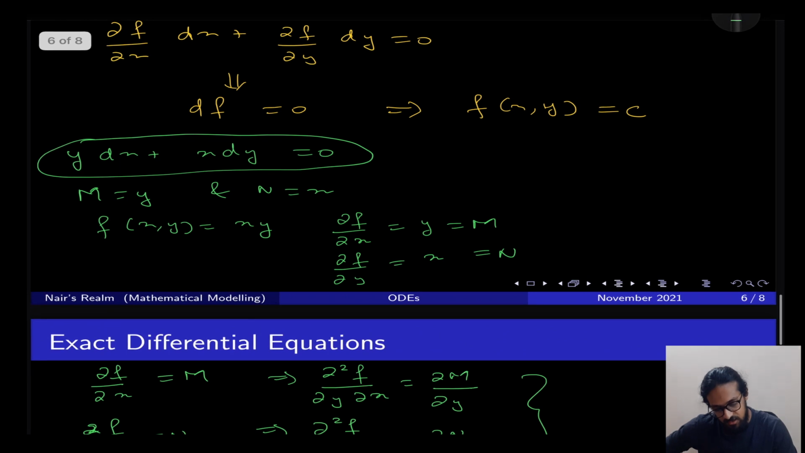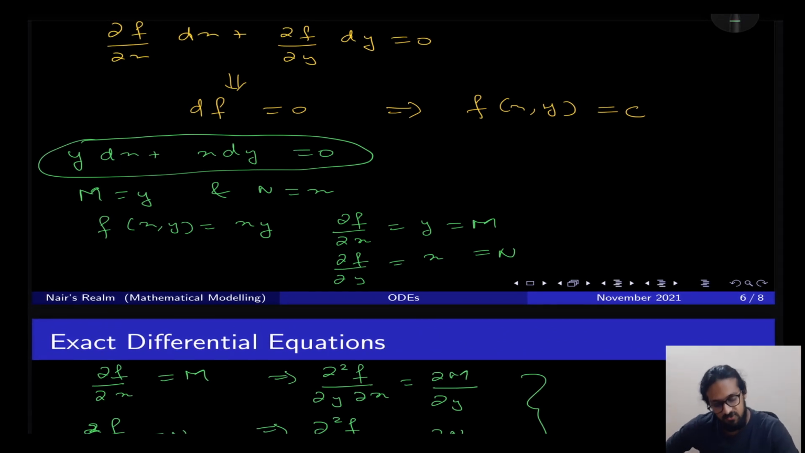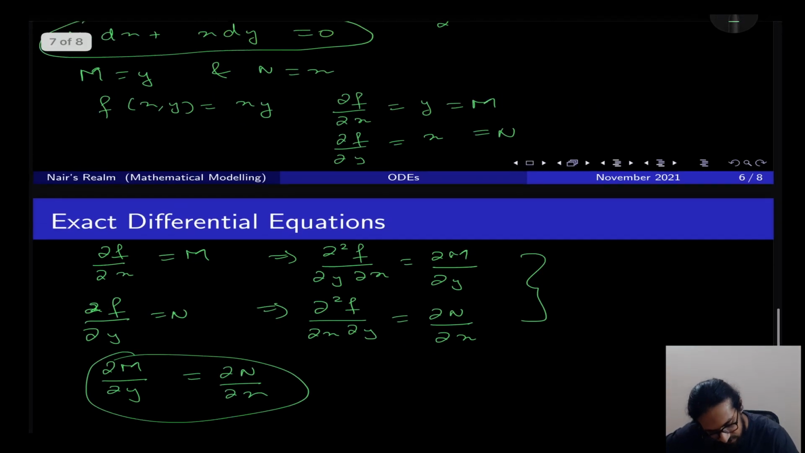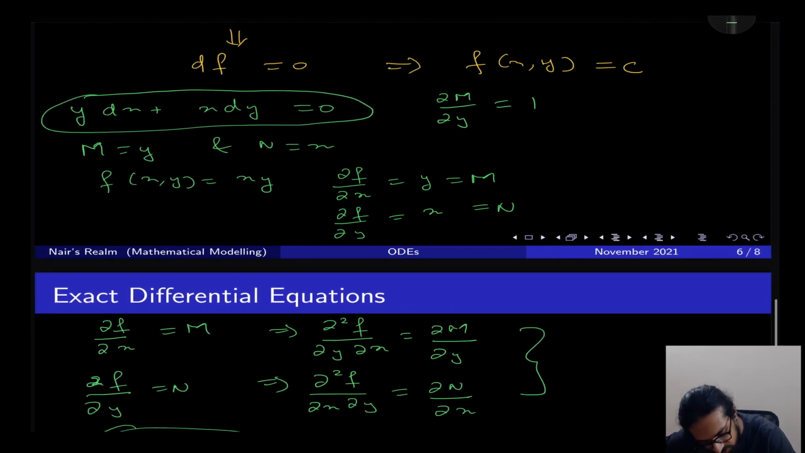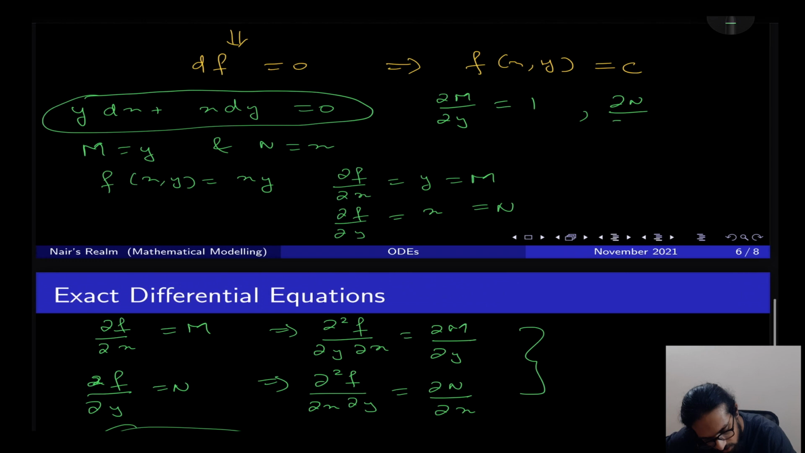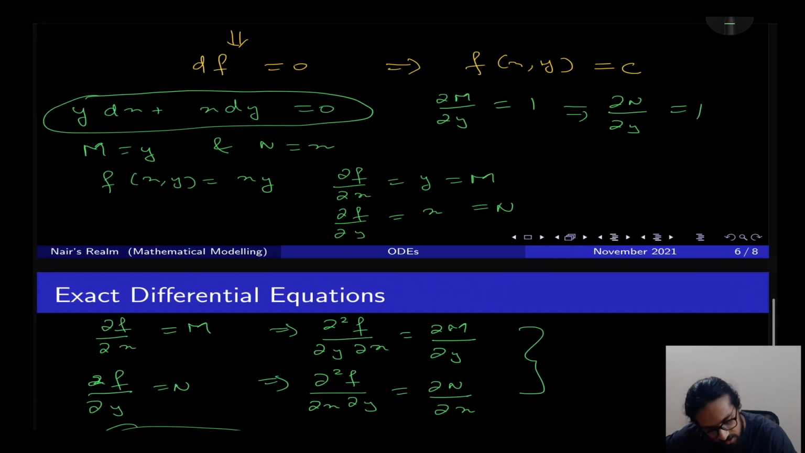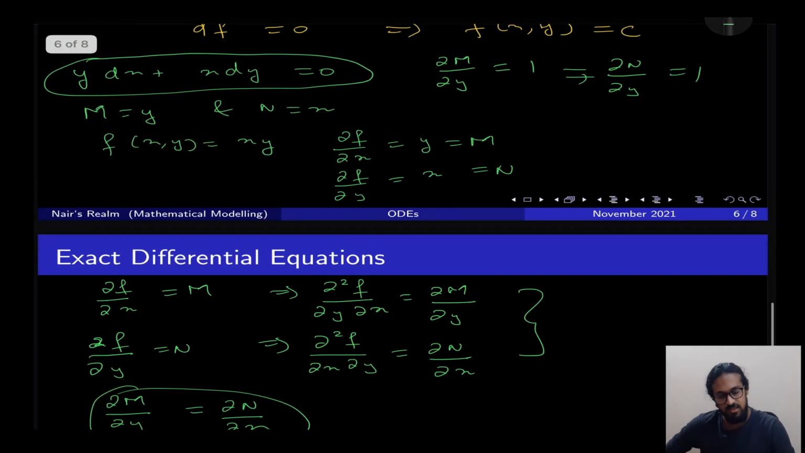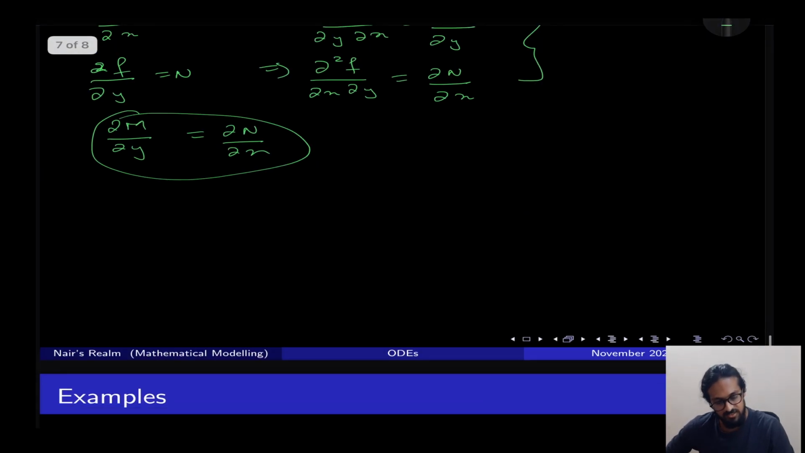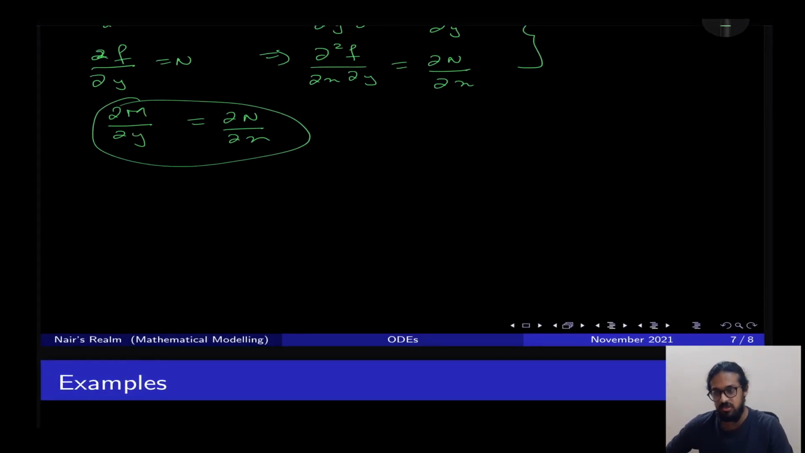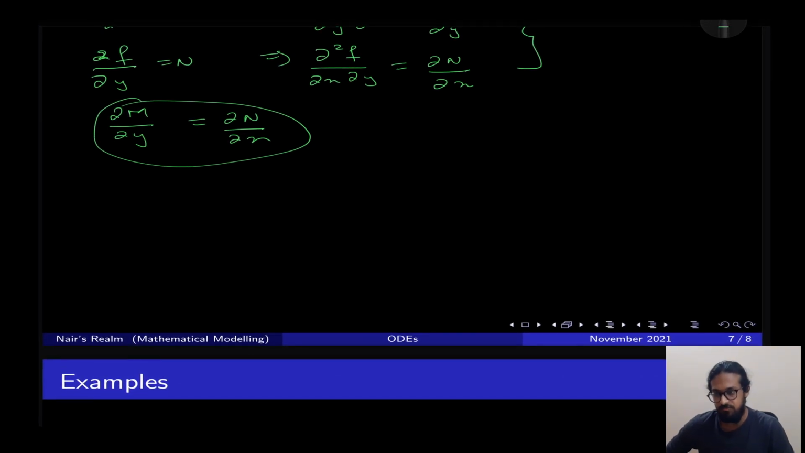So now let's check whether it satisfies for this case. I have that ∂M/∂y, which is equal to 1, and ∂N/∂x, which is also equal to 1, are equal. Therefore, we can say that again this differential equation is an exact differential equation. So this is another condition which we can use to make sure that we have an exact differential equation.